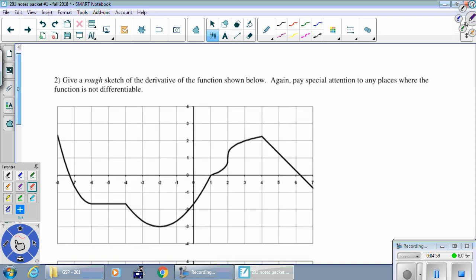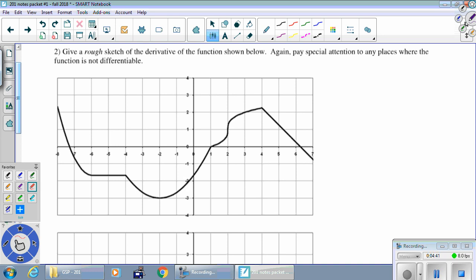Next page, this one is not going to be as exact, as accurate as the previous one. It's a very rough sketch here of the derivative of the function shown below. Okay, let's give this a shot. I will start by picking this point over here. Should I start there?